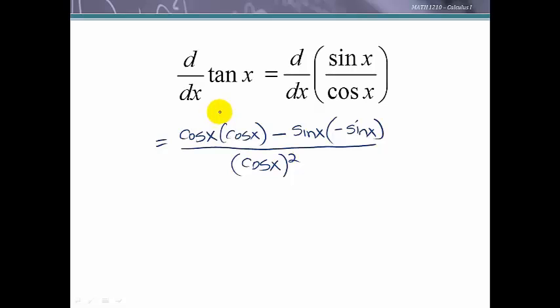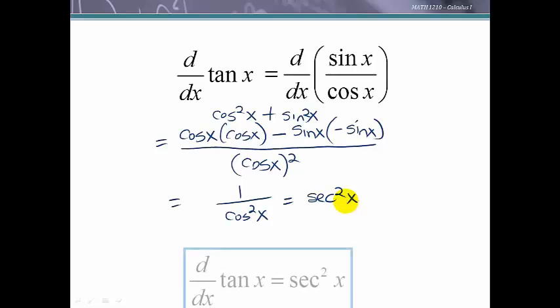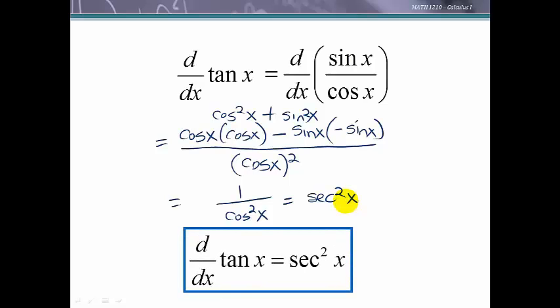Okay, so the numerator becomes cosine squared x, negative times a negative, positive sine squared x. Aha, there's one of my favorite trig identities. The numerator is 1. Denominator is cosine squared x, so we could rewrite this as secant squared x. So the derivative of tangent equals secant squared x.